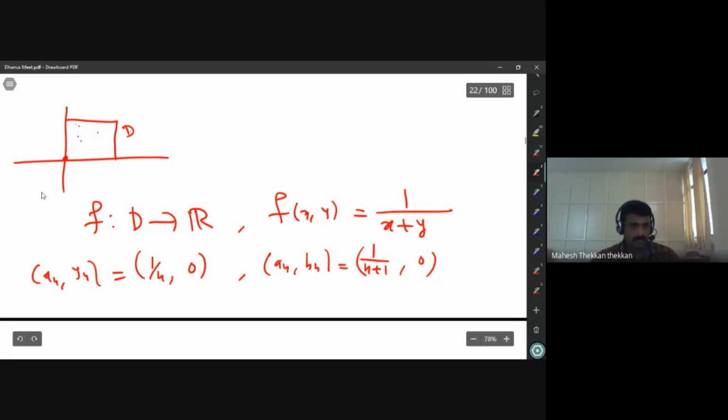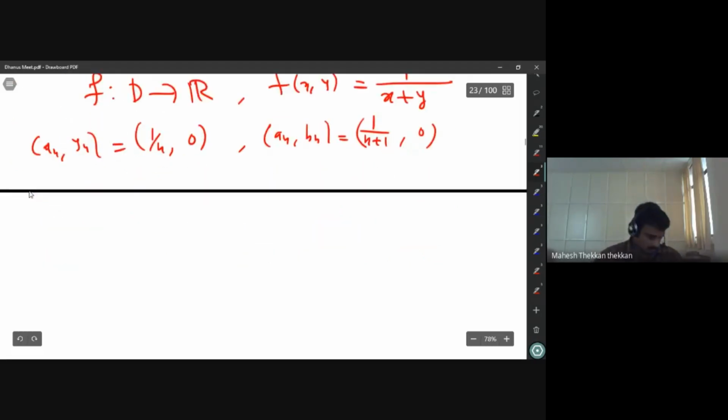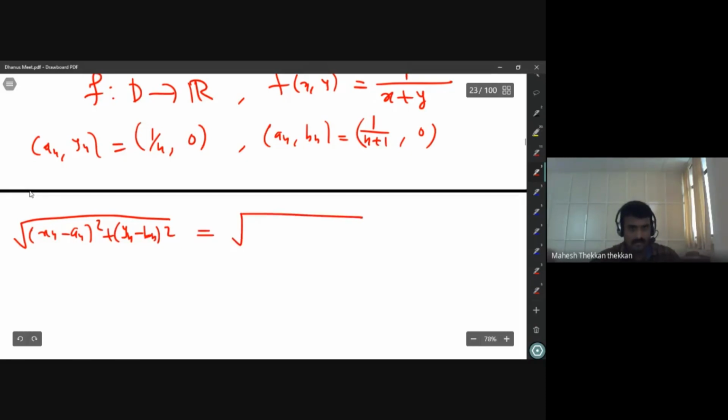Okay. Then what happens to this thing? I want to look at whether this value goes to 0: (xn minus an) square plus (yn minus bn) square. What is that? This is nothing but (1 by n minus 1 by n plus 1) whole square. So it will be 1 by n into (n plus 1). This value goes to 0 as n tends to infinity, right?